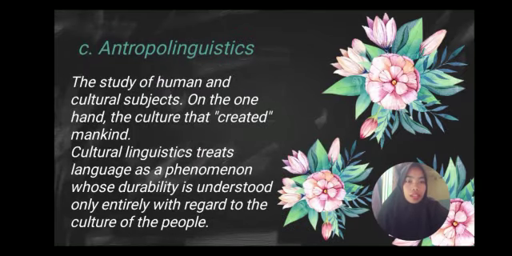Okay, C. Anthropolinguistics, the study of human and cultural subjects. On the one hand, the culture that created mankind. Cultural linguistics treats language as a phenomenon whose durability is understood only entirely with regard to the culture of the people.